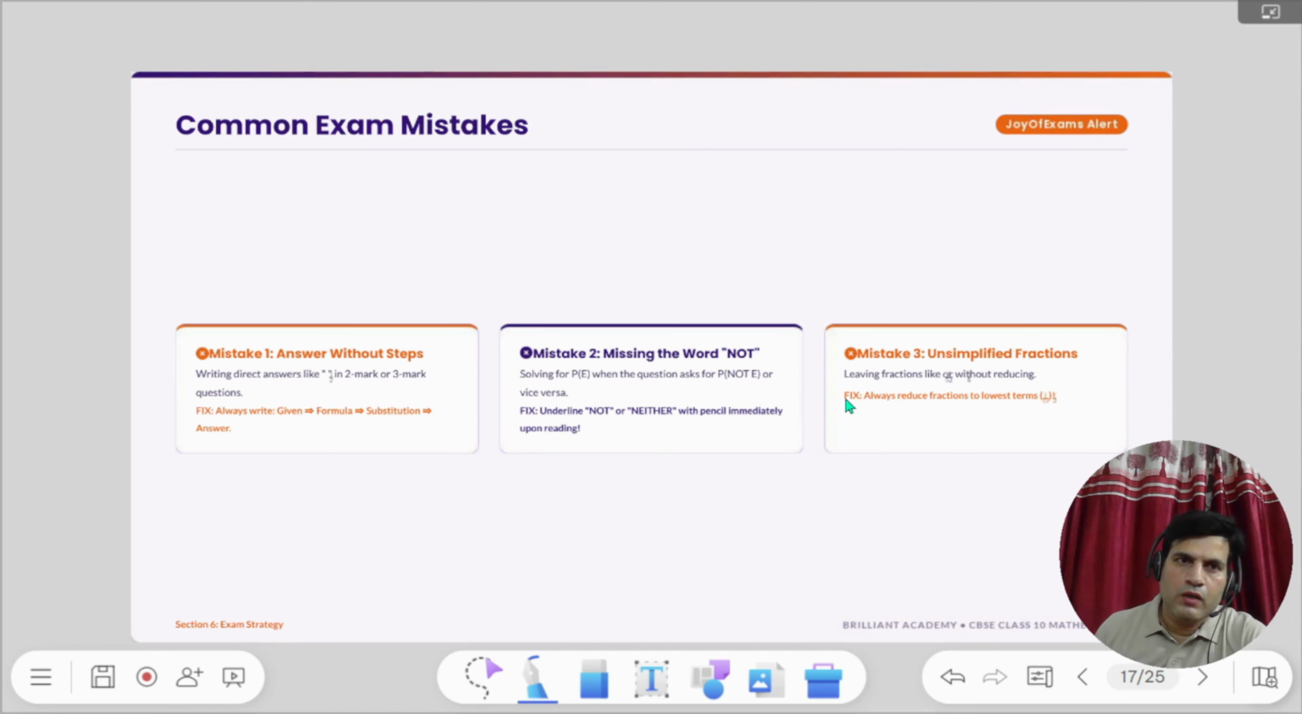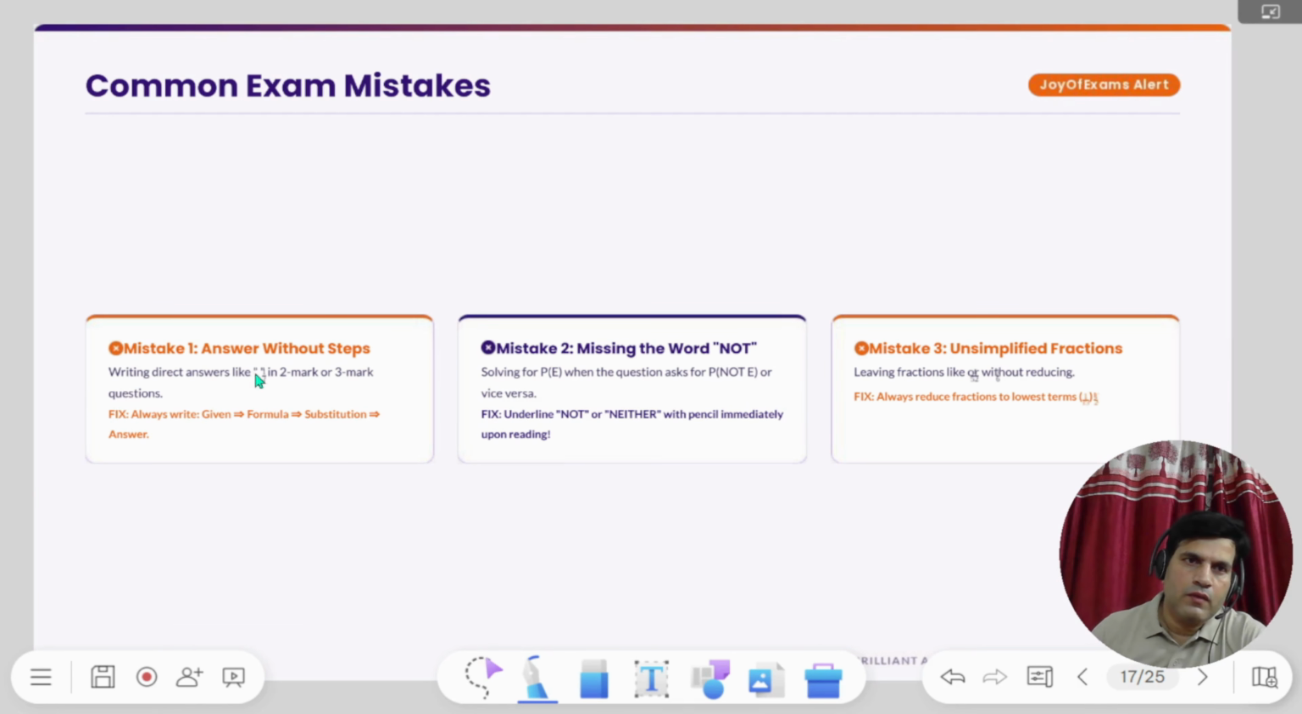Common mistakes. First, answering without the steps. Writing direct answers like 1 by 2 in 2-mark or 3-mark questions. Always write given, formula, substitute, then answer. So what is the given, what is the formula, what is the substitution? If you do it this way, otherwise you will miss the marks. Mistake: missing the word not. Solving P(E) when the question asks for not E, or vice versa. Underline not or neither with a pencil upon reading.